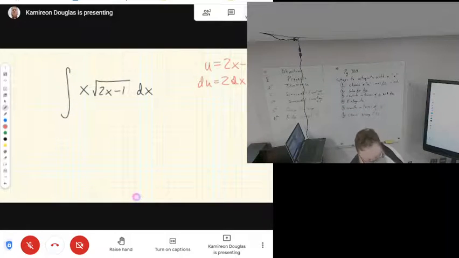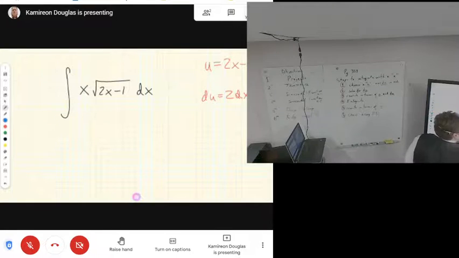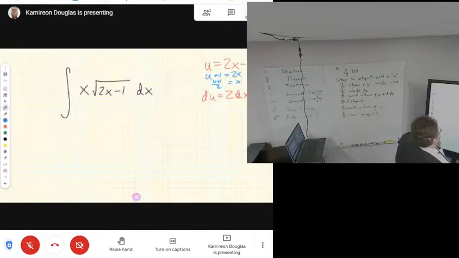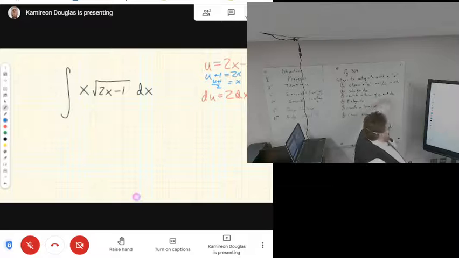Yeah, we could solve for x. We have a function, right? u is equal to 2x minus 1. But that's not the only thing we have. I could add 1 to both sides and divide both sides by 2. Remember, I have to write the entire function in terms of u and du. Now what happens?